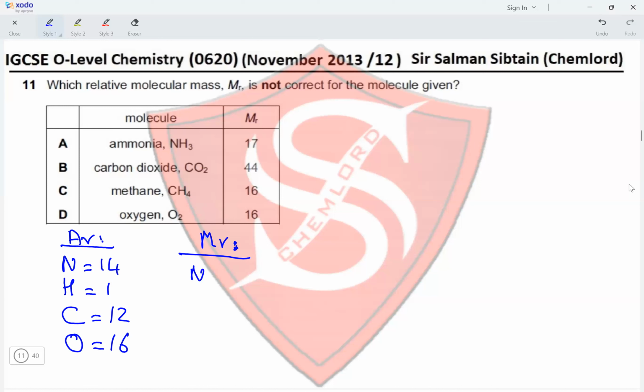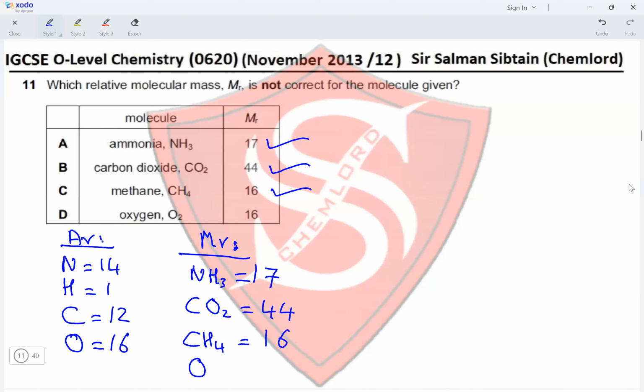So for nitrogen, it would be 14 in ammonia and 3 for hydrogen, making it a total of 17. So the Mr given is correct. Next, for carbon dioxide, it would be 12 plus 16 plus 16, making a total of 44, which is also correct. For methane, it would be 12 plus 4, giving us an Mr value of 16, which is also correct.